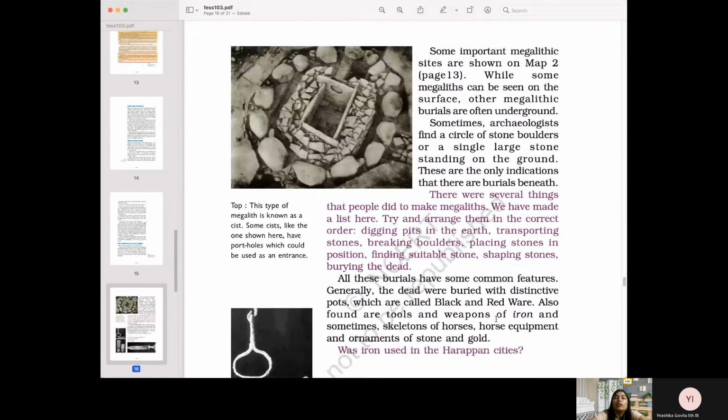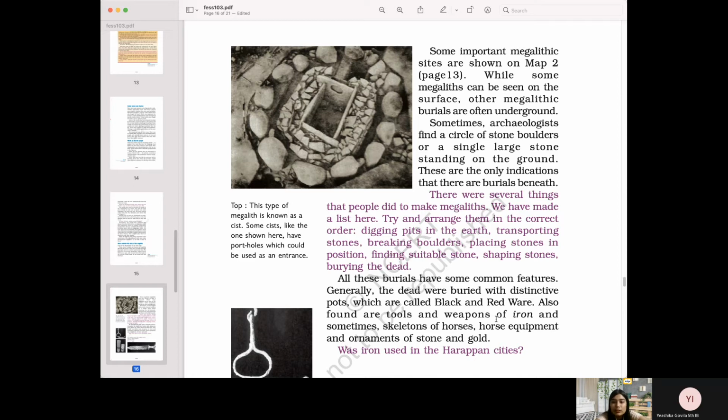Archaeologists found a circle of large stone boulders standing on the ground. All these rocks are in standing positions, right? And then there were burials inside it, in the middle. There were several things people did to make megaliths. They dug pits in the earth, transported the stones, broke the boulders, placed the stones in position, and then finally buried the dead.